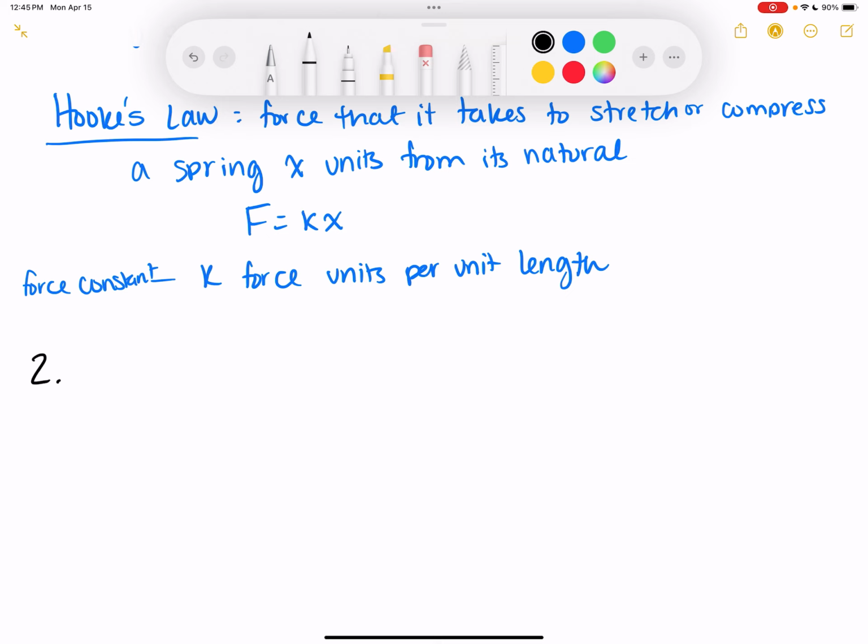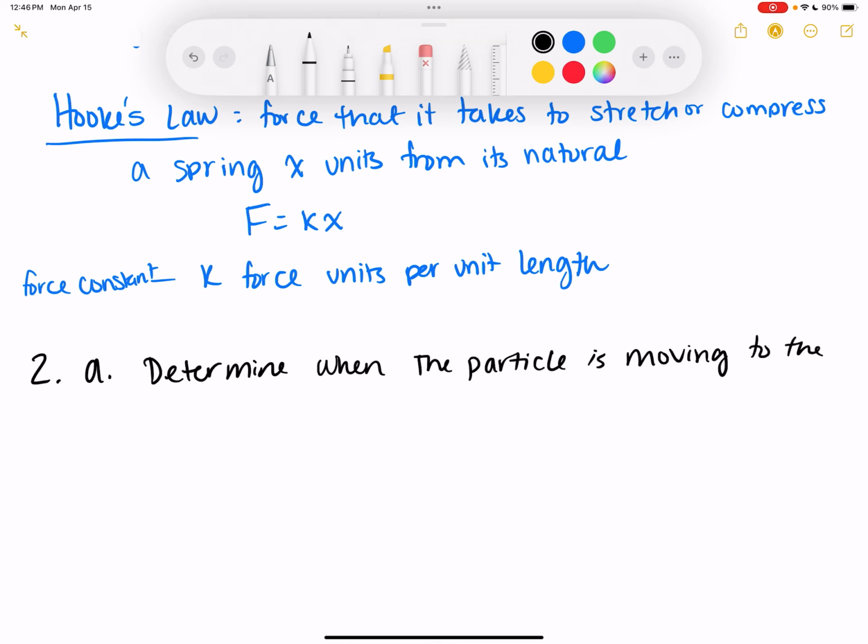So part A says to, I'll write it out for the first one, and then after that, I'll just reference it as A, B, and C. Determine when the particle is moving to the right, to the left, and stopped.